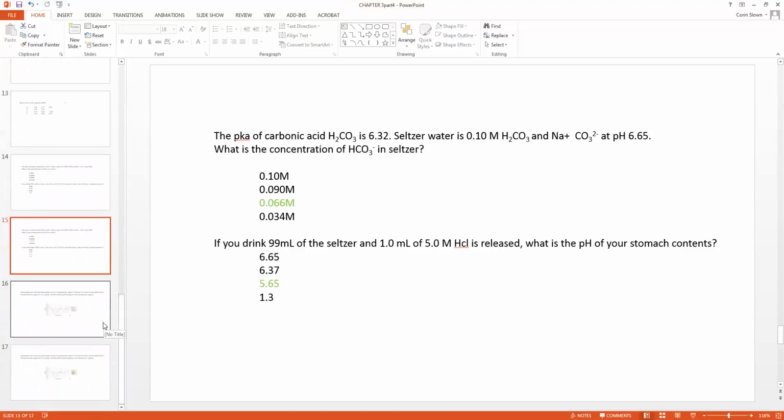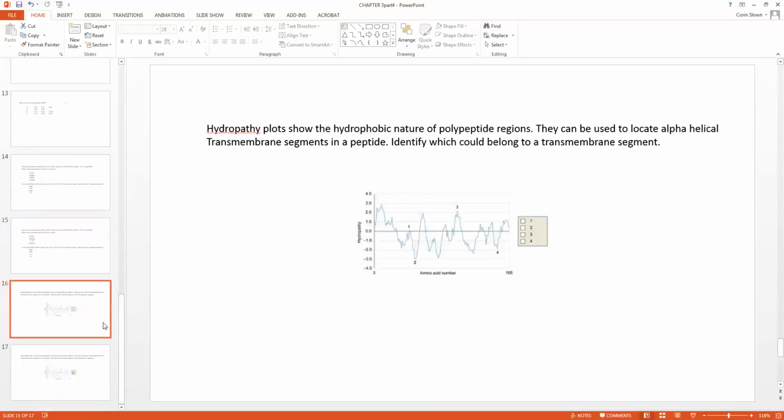The last problem that we're going to look at today is a hydropathy plot. These show the hydrophobic nature of a polypeptide region. They're used to locate the alpha helical transmembrane segments in a peptide. So I want you to identify which could belong to a transmembrane segment. Based on your reading, you should know that the hydrophobic regions are what is above, which means that the only one that qualifies in this case is 3.